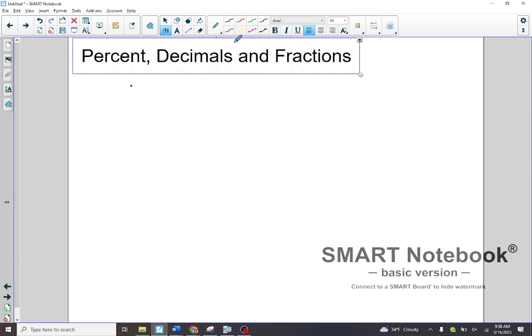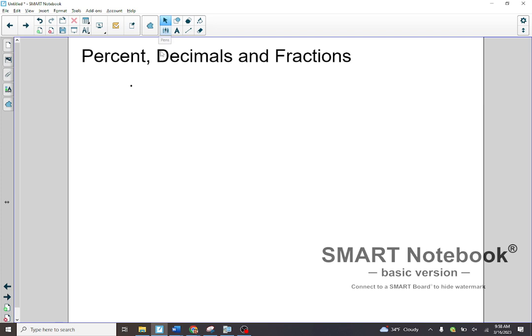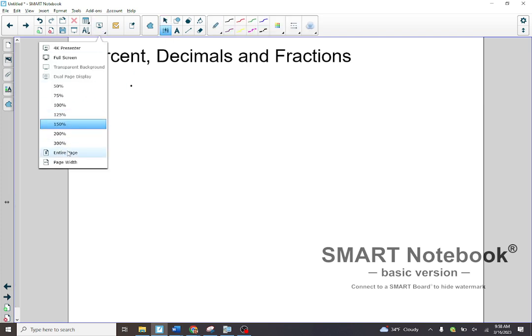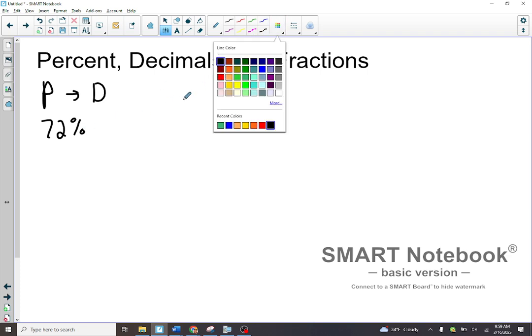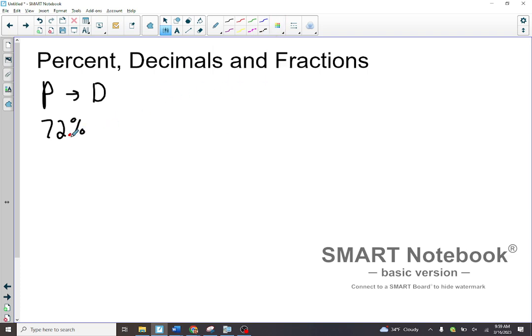Percents, decimals, fractions. So our first one, we're going to go percents to decimal. When you do percent to decimal, you move the decimal point to the left twice. So for example, if I had 72%, what I would do is find the decimal in the percent and move it to the left twice, which would make it 0.72.